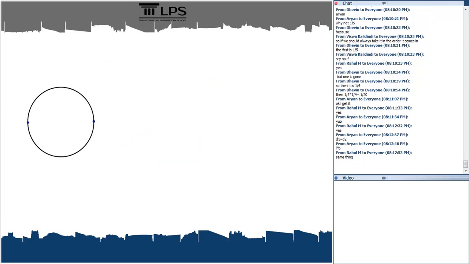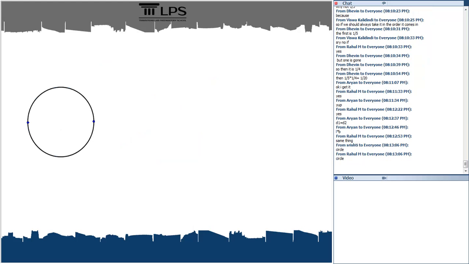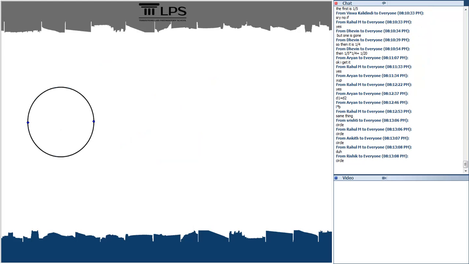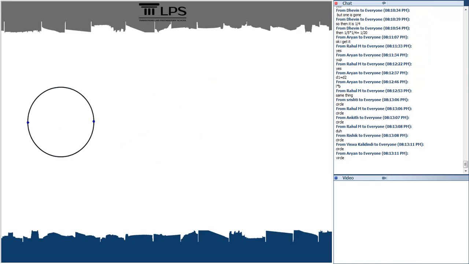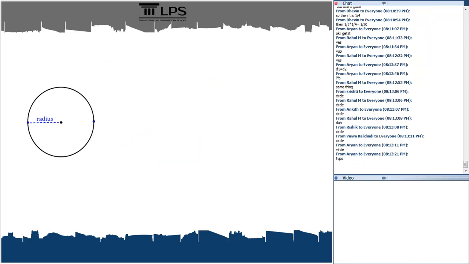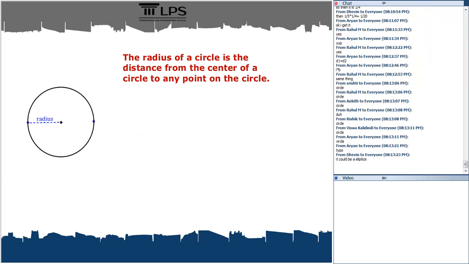Okay. What has appeared on the screen now? Circle. Very good. Shrishti was the first one to answer that question. Excellent. Everybody knows that. That is called the radius of the circle. What is the radius of the circle? The radius of a circle is the distance from the center of a circle to any point on the circle.